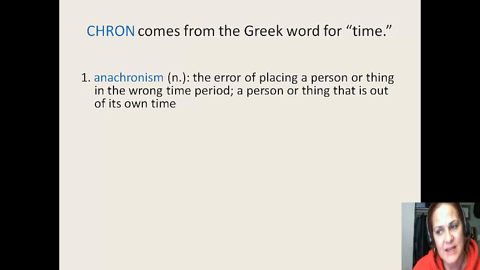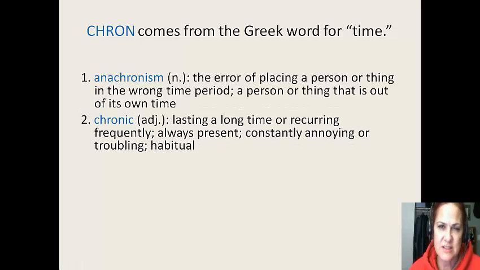It's an error of placing a person or a thing in the wrong time period. A person or thing that is out of its own time. So you think of the movie Jurassic Park, having the dinosaurs in our time period of life. That's an anachronism. It's misplaced. Anytime in sci-fi when you have time travel, it's an anachronism because whether they go back in time or go forward in time, they're in their wrong time period, and it's considered an anachronism. So that's our first word. It's kind of a difficult one.